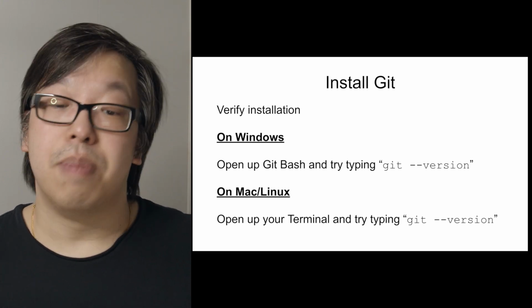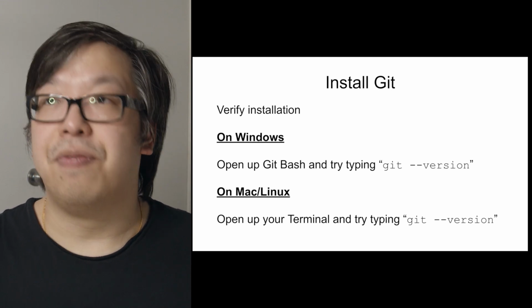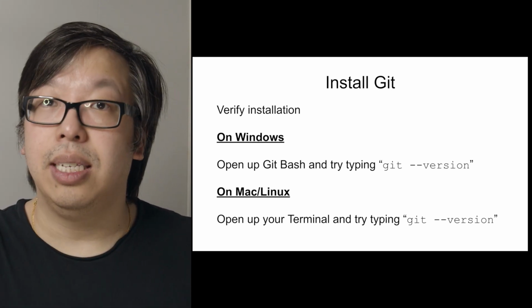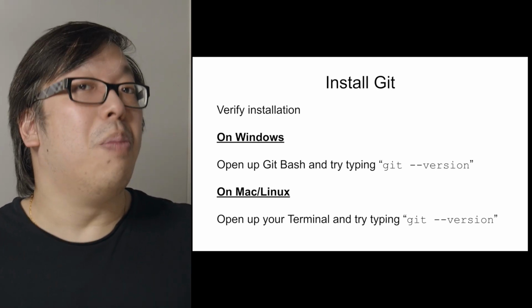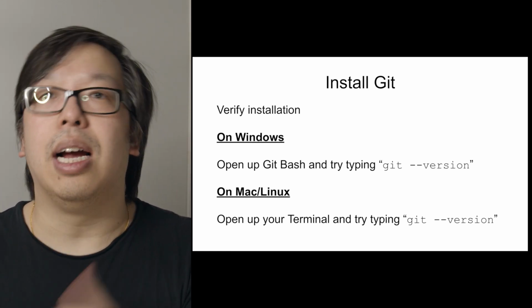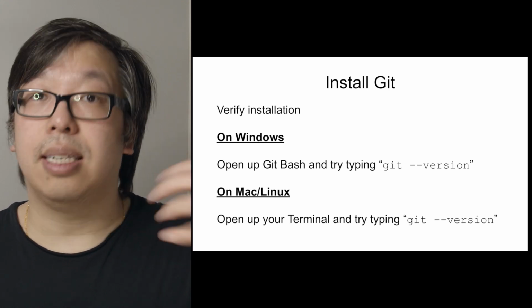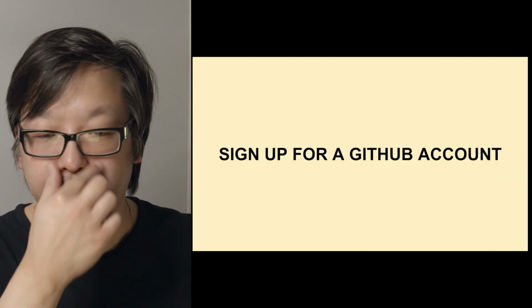Okay? And if you're on Mac or Linux, you open up the terminal. If you don't know what the terminal is, you'll find it in your applications, utilities, terminal, or Google how to open up the terminal on Mac, and type git --version, and you'll see a Git version at that point. Okay? So install Git and then verify that it's installed.